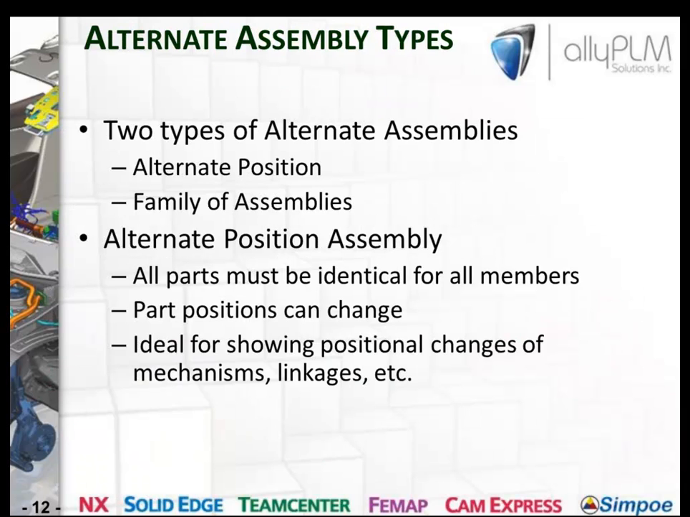Now we're going to look at alternate assemblies, and there are two different types of alternate assemblies. There's one for alternate position and one that is family of assemblies. With the alternate position assembly, all the parts are going to be identical, and only the part positions can change. So this would work for showing mechanisms, linkages, doors, that sort of thing.